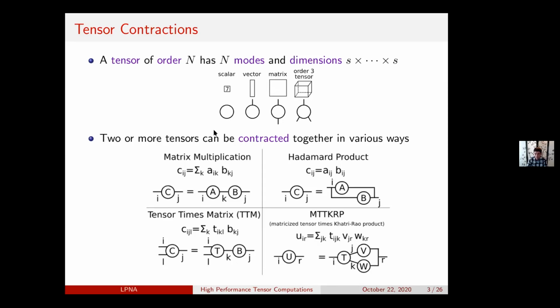So the basis of much of tensor computations is the contraction of 2 tensors or more. A simple example of a tensor contraction is matrix multiplication, and we can write a little graphical diagram to represent it. In matrix multiplication, if we multiply A by B, we're summing over one mode, one index K, and 2 of the modes become output modes.